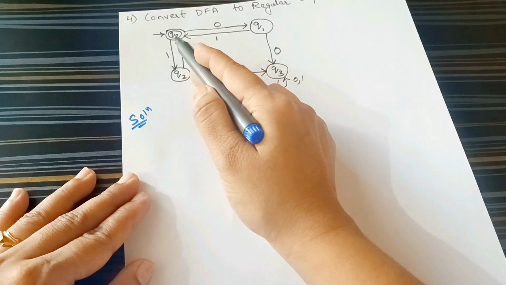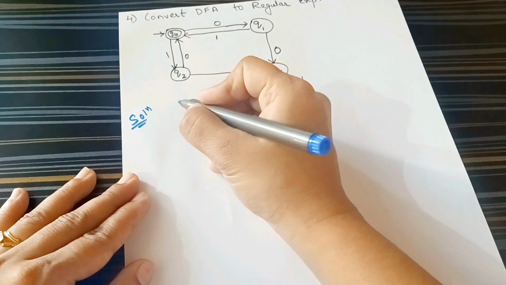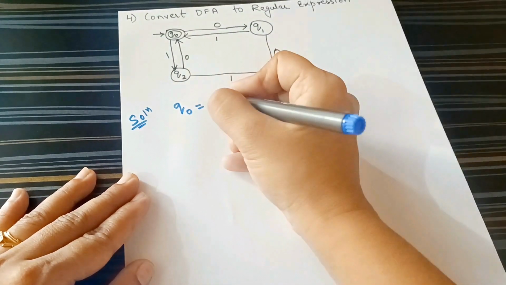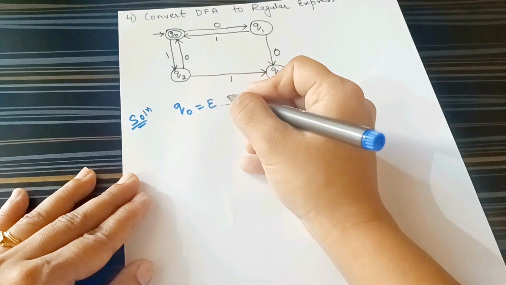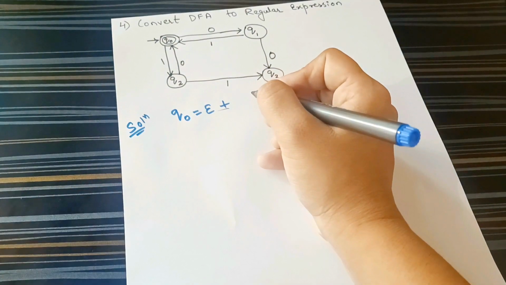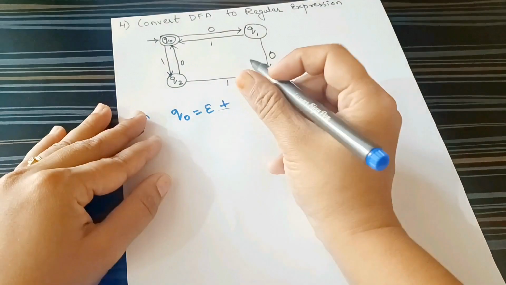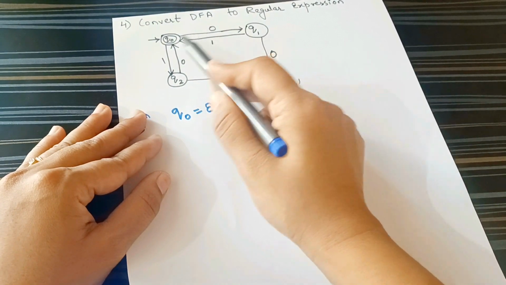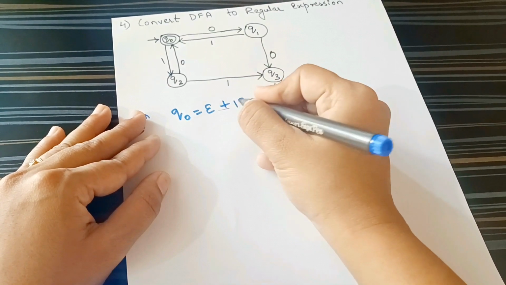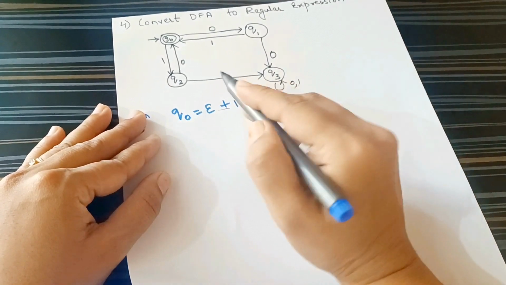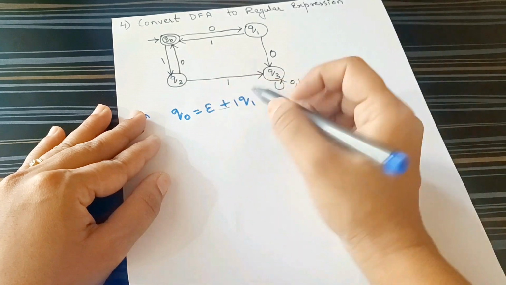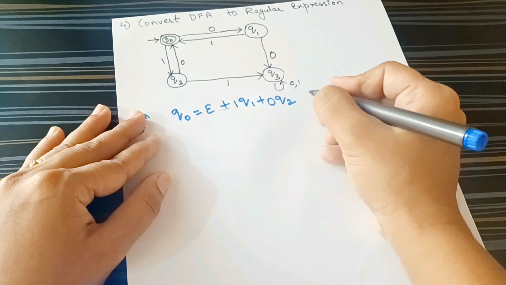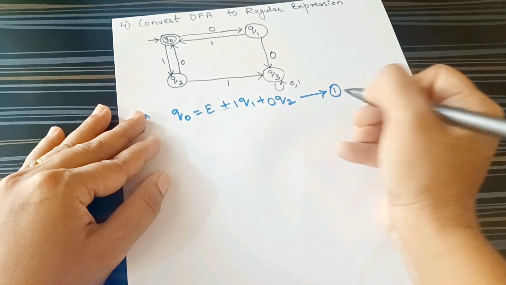We will start with the initial state, that is Q0. For Q0 there is always a start state, which is represented by the empty string, that is epsilon. Then it is having Q1 sending 1, so we'll say 1 into Q1, and also from Q2 it is taking 0. This is also incoming, so we'll say 0 into Q2. So this is equation 1.